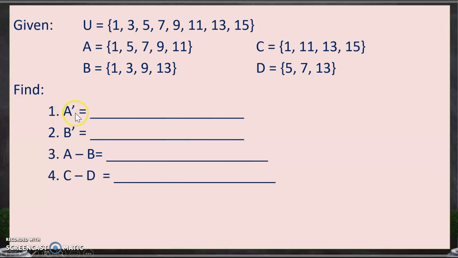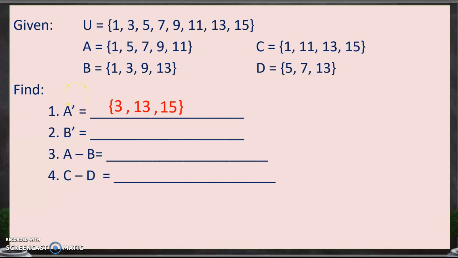So what is A prime? Complement of set A, you will look at the universal set and set A. What are the elements in the universal set but not in set A? Set A has 1, 5, 7, 9, 11. So the elements in the universal set that are not in set A are 3, 13, and 15. So A prime is 3, 13, 15.